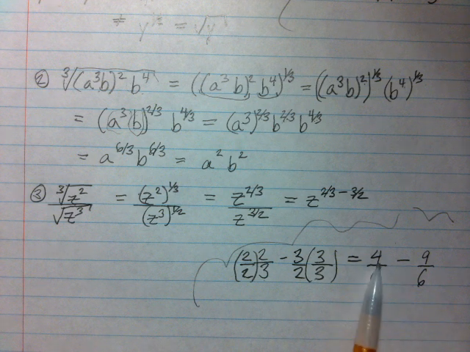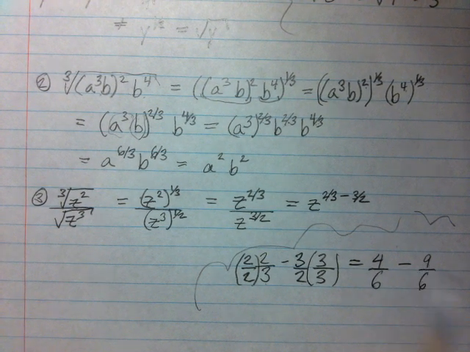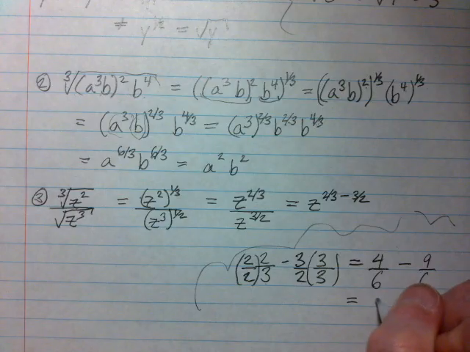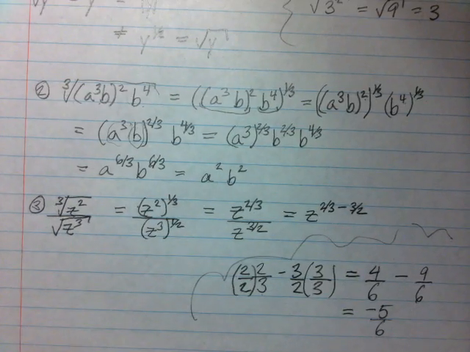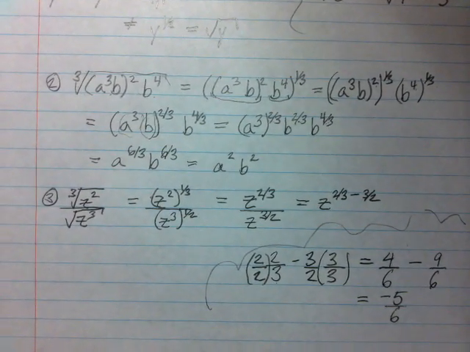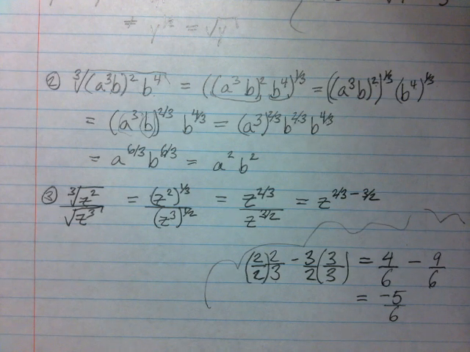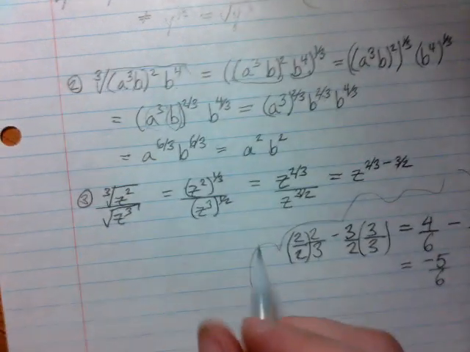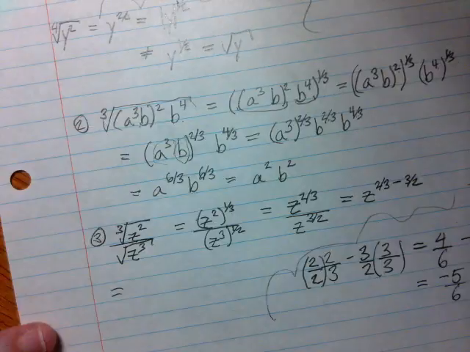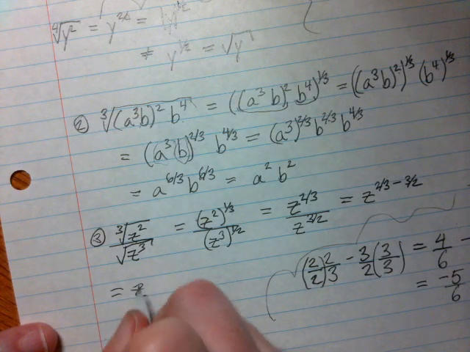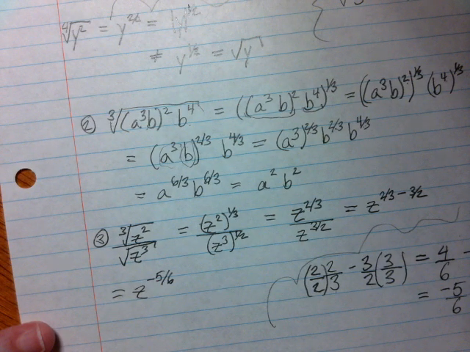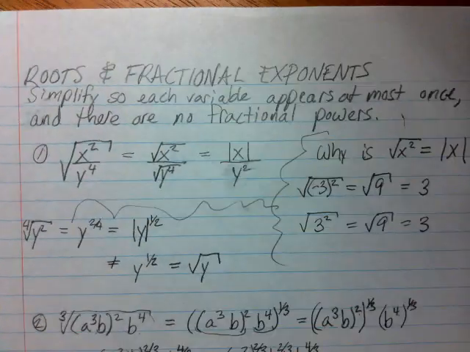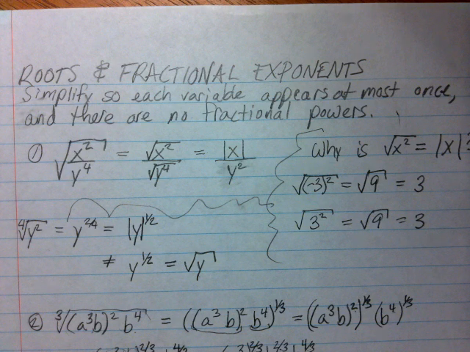Now, if you have 4 apples and you take away 9 apples, I think you have a debt of 5 apples, so minus 5 apples. Apples and sixths work the same way. So 4 sixths minus 9 sixths is negative 5 sixths. And that is going to be our new power on z. So coming out of the side bubble here, we have z to the negative 5 sixths. And I believe up here we were told to simplify so each variable appears at most once.